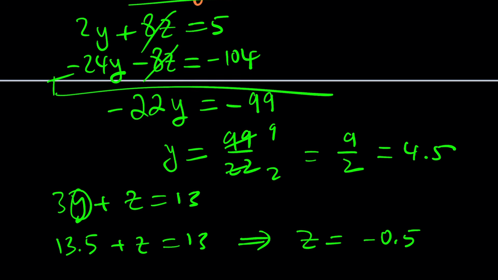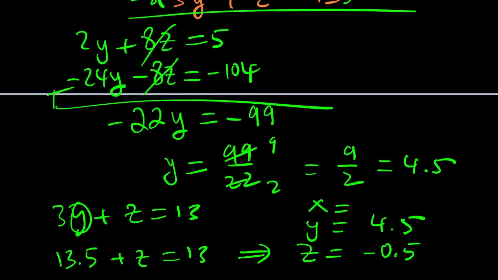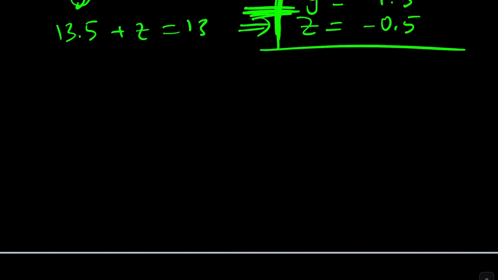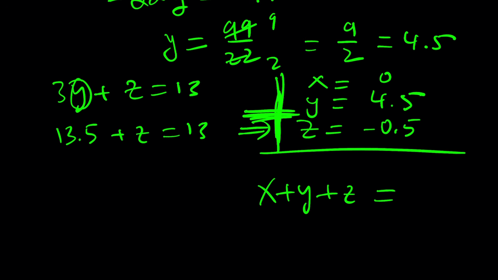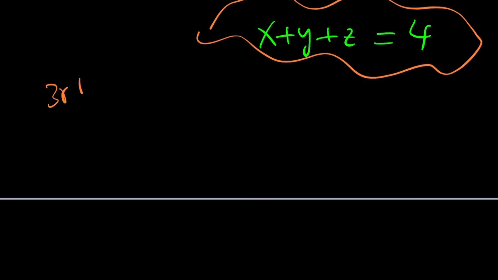So let's go ahead and put it all together. y is equal to 4.5, x is equal to 0, and z is equal to negative 0.5. If you go ahead and add these up with a big plus sign, then from here, you get x plus y plus z is equal to 4, because 4.5 minus 0.5 is 4. Make sense? We got the same answer. Yay, that's good. Now let's go ahead and take a look at the third method, because I think the third method is my favorite, and that's actually how I came up with this problem.